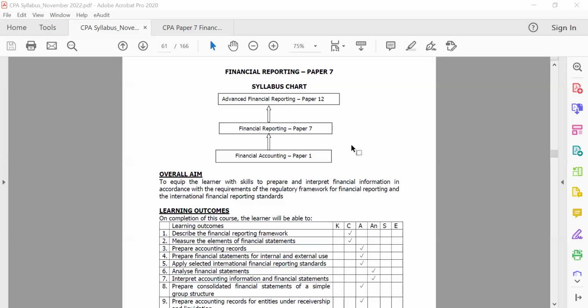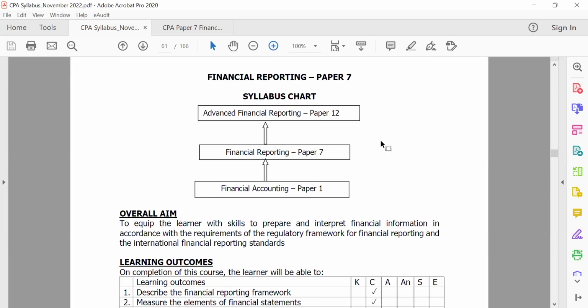Welcome to financial reporting, which is paper 7 of the Institute of Certified Public Accountants. So paper 7, which is financial reporting, builds on the knowledge of financial accounting, which is paper 1. But in the same way, this prepares you for another paper ahead of us, which is advanced financial reporting, which is paper 12.